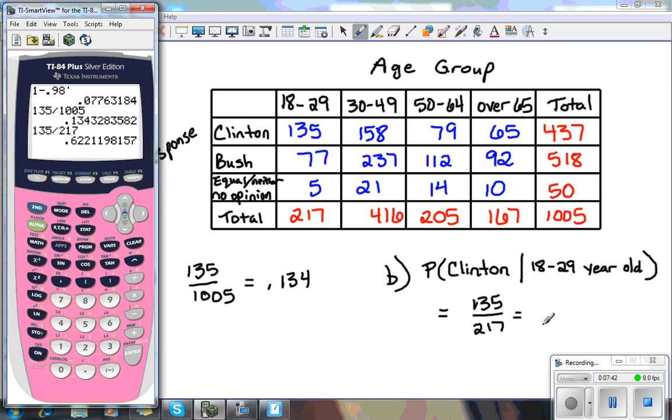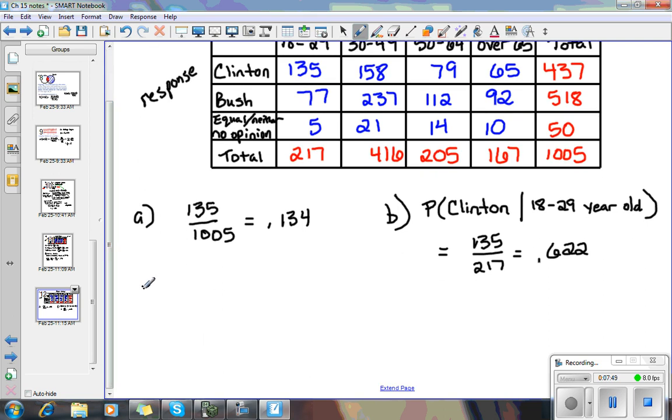And we get 0.622. Okay, let's look at part C.